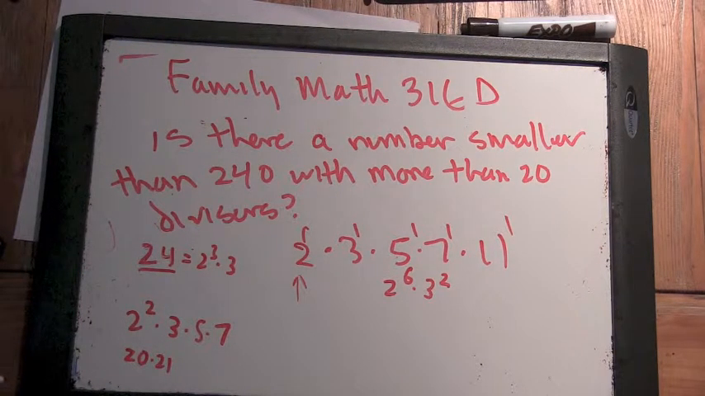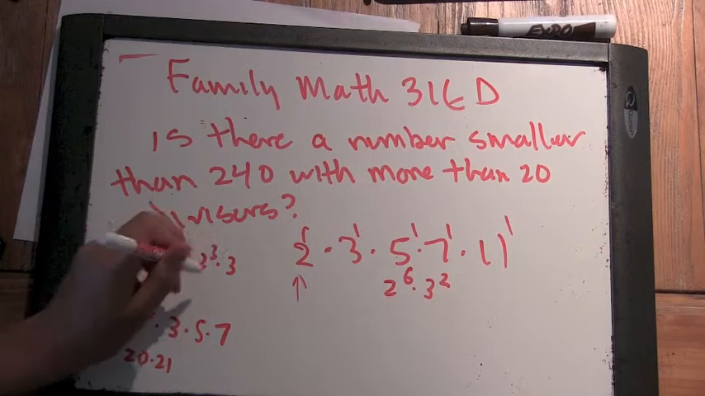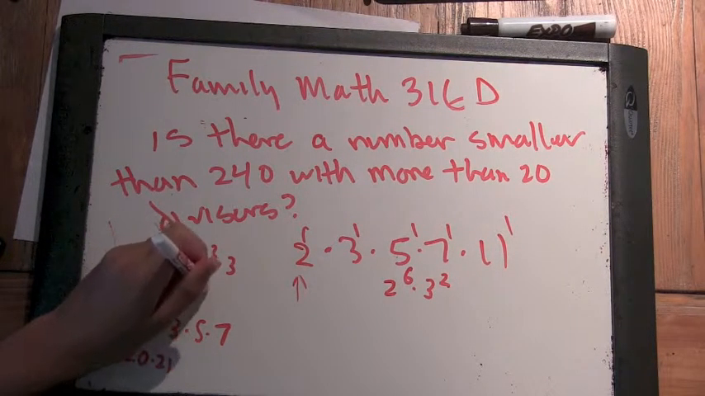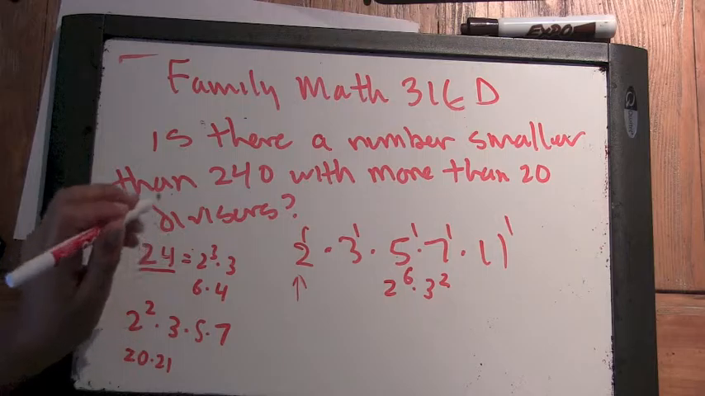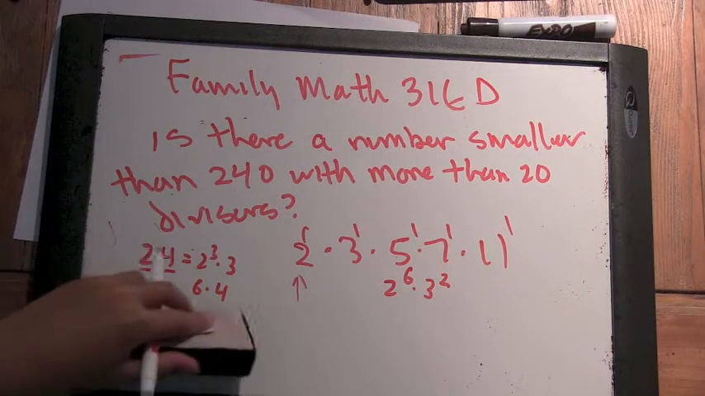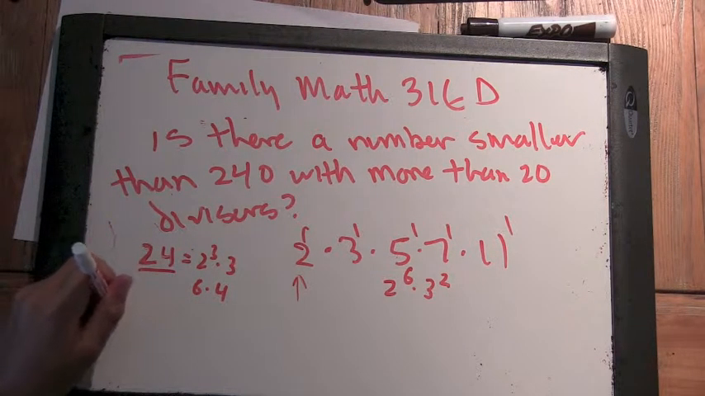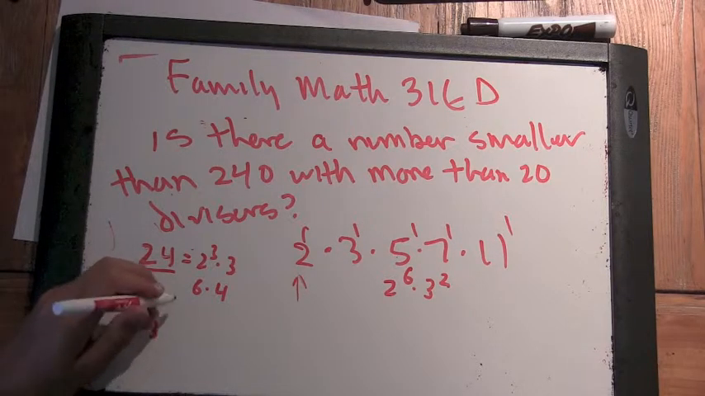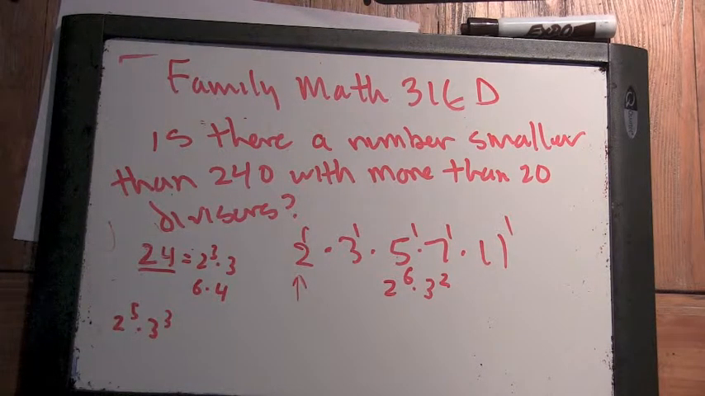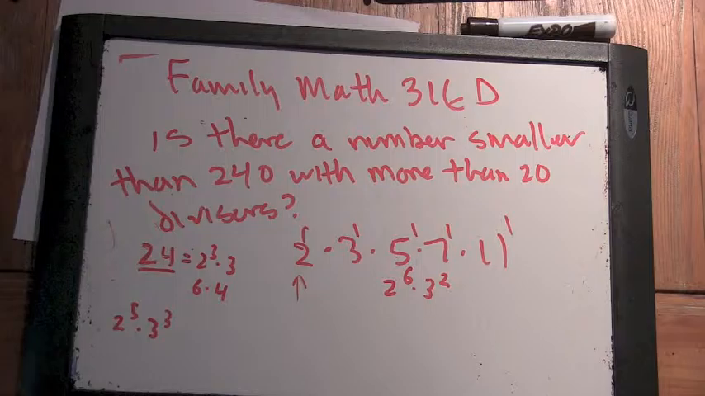But there are other ways you might factor 24. We could say it's 6 times 4, but this is 32 times 27, so that's too big. How else could you break apart 24?